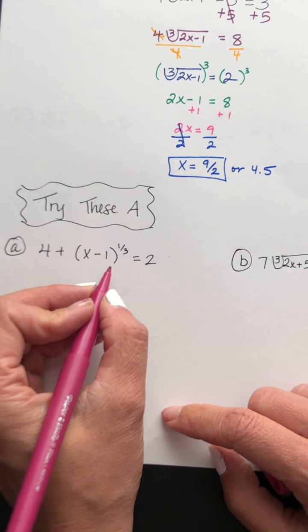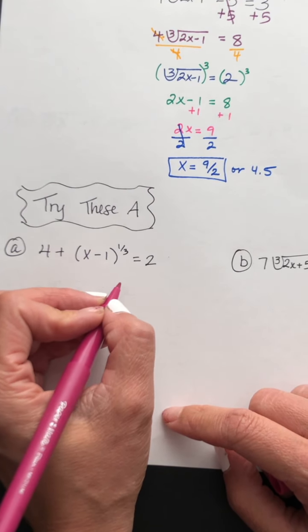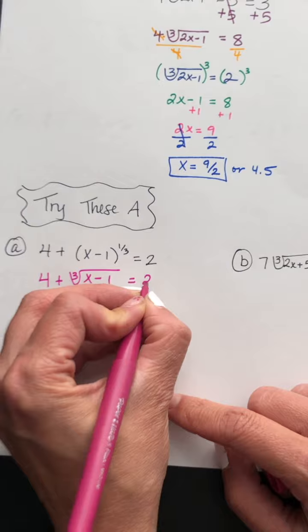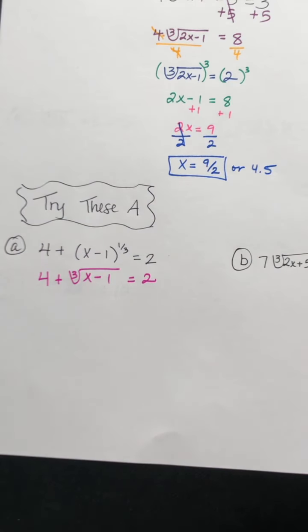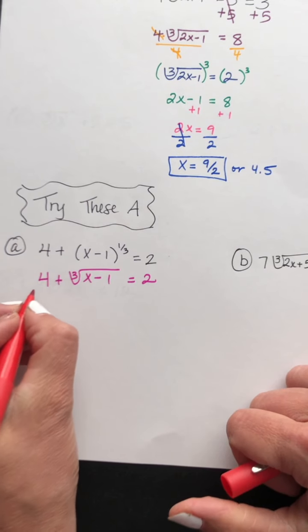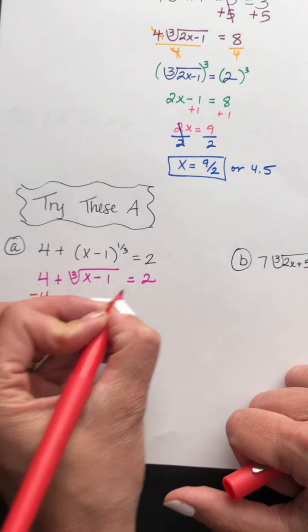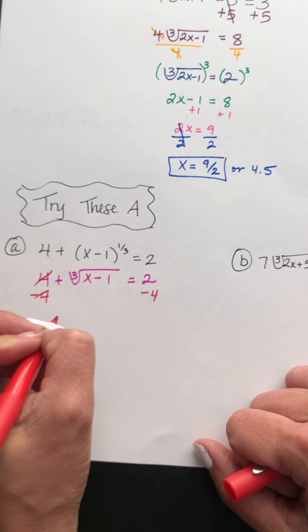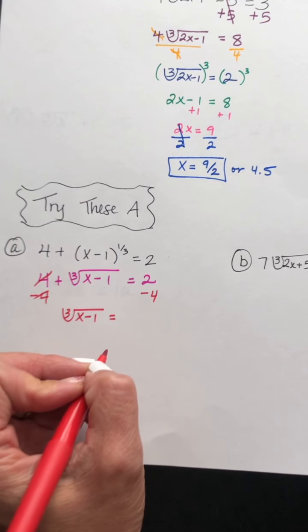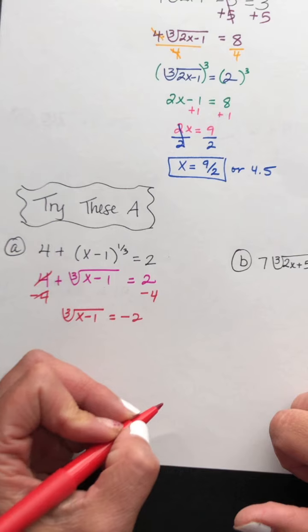Okay. So remember, anything to the 1/2 power is a square root. So anything to the 1/3 power is a cubed root. So let's rewrite this. 4 plus the cubed root of x minus 1 equals 2. All right, now it looks a little bit better. So now let's isolate the radical, which means we got to get rid of that 4. So what should I do? That's right, subtract it. So we'll have the cubed root of x minus 1 equals 2 minus 4 is -2.